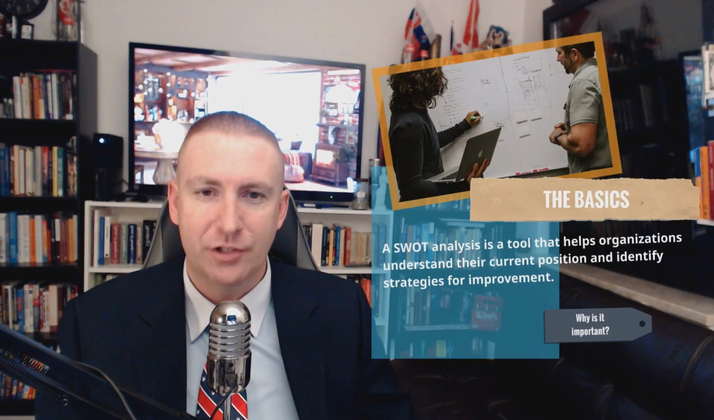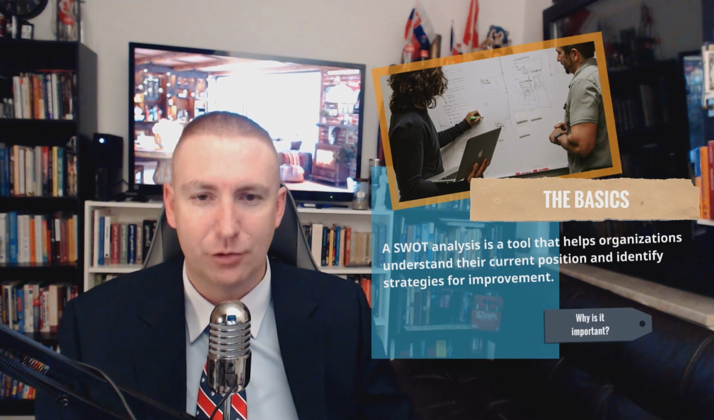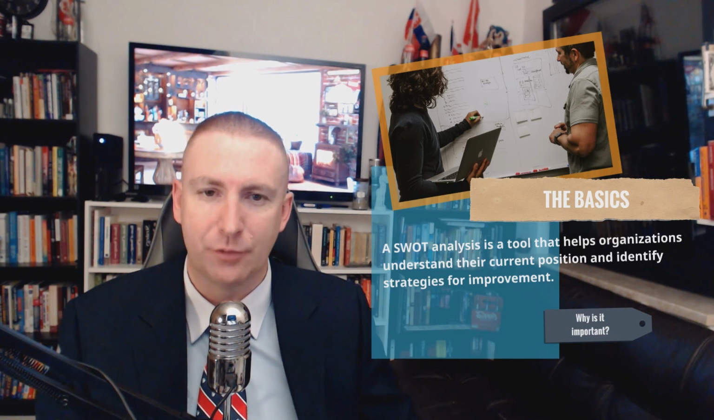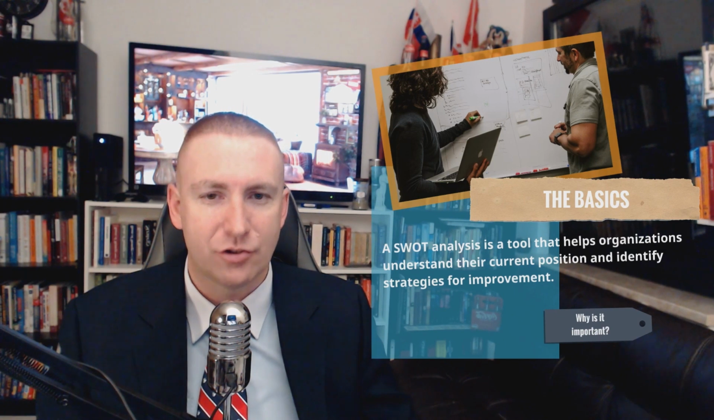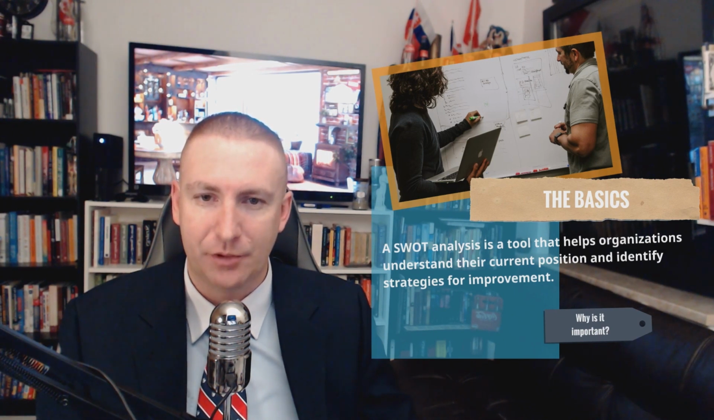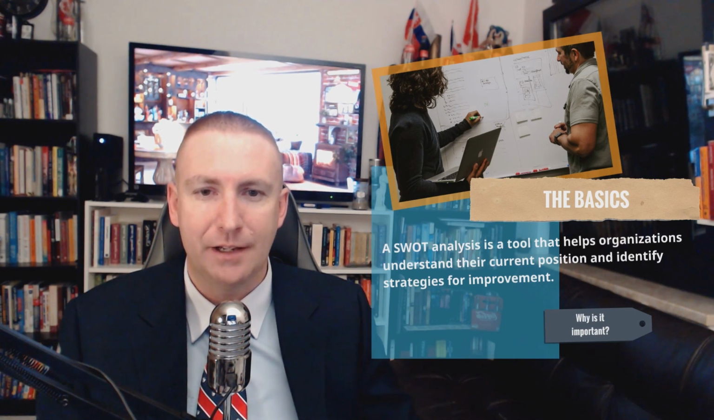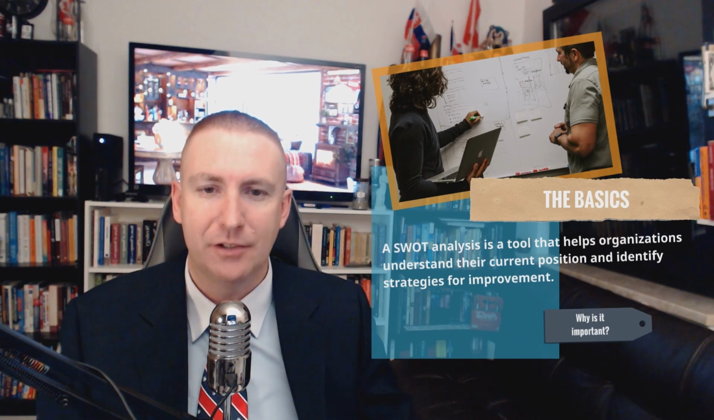As we mentioned in our introduction, SWOT analysis is a powerful tool that helps organizations understand their current position and identify strategies for improvement. But how does it work exactly? At its core, the SWOT analysis is a framework that allows you to take stock of your organization's internal and external factors. These factors can be broken down into 4 categories: strengths, weaknesses, opportunities, and threats.